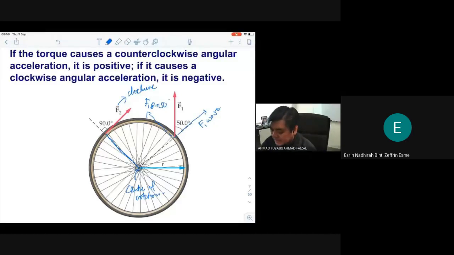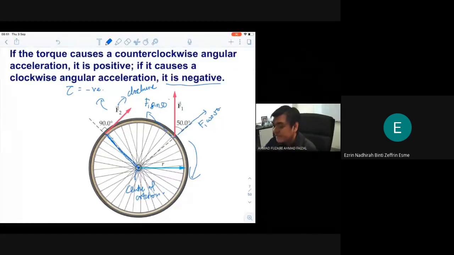Sebab apa? Bayangkan kalau ada tali ikat dia dekat center of rotation, lepas tu F2 tarik. Okay, F2 tarik ke kanan dan akhirnya roda ni akan berputar ke arah clockwise. So definitely F2 ni kalau kita calculate torque dia, nilai dia akan jadi negative value. Okay. Sebab for the clockwise, nampak dia bagi tahu it is negative. Okay. And how about F1?